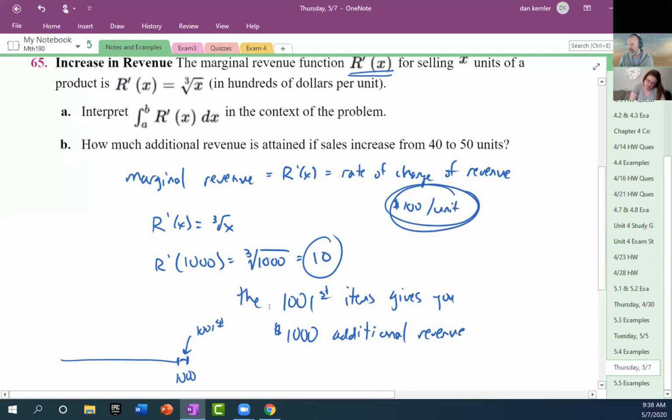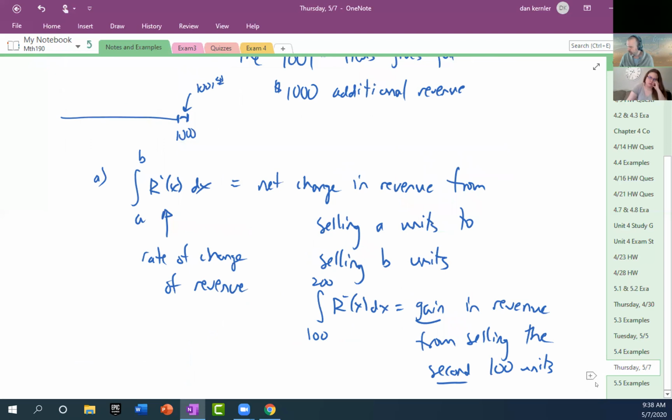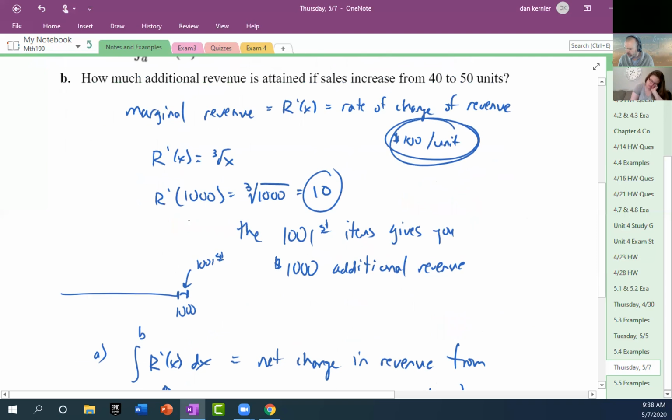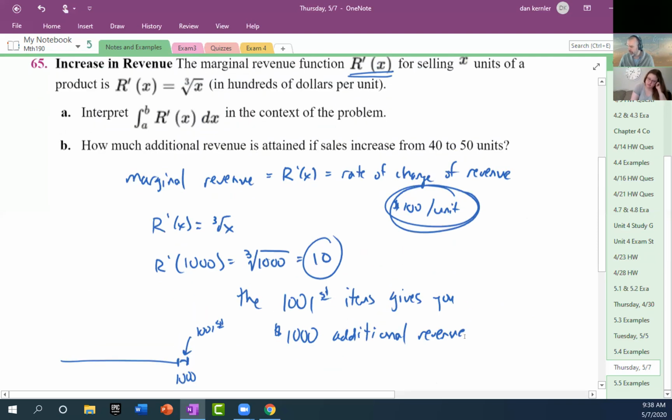So part B says how much additional revenue is gained if sales increased from 40 to 50 units. Oh, well, we talked about that. The definite integral is the additional revenue gained. So we just want to integrate from 40 to 50. So part B we're just going to do the integral from 40 to 50, and r prime here was cube root or square root? Cube root, okay?